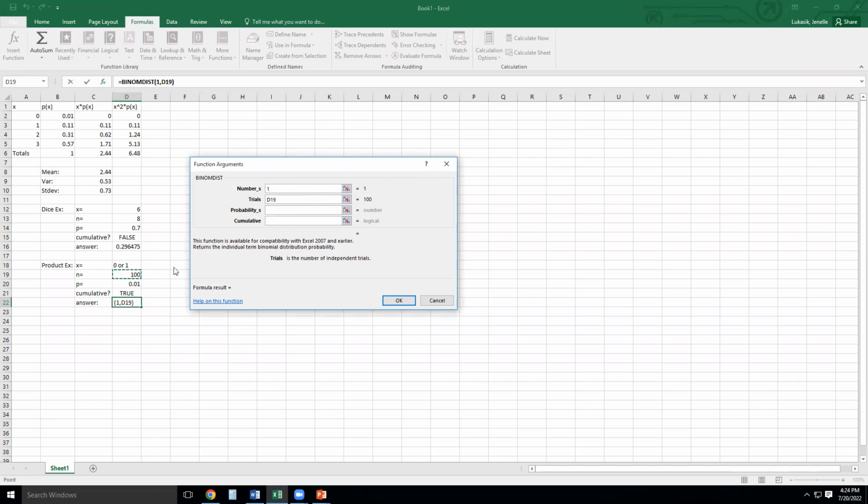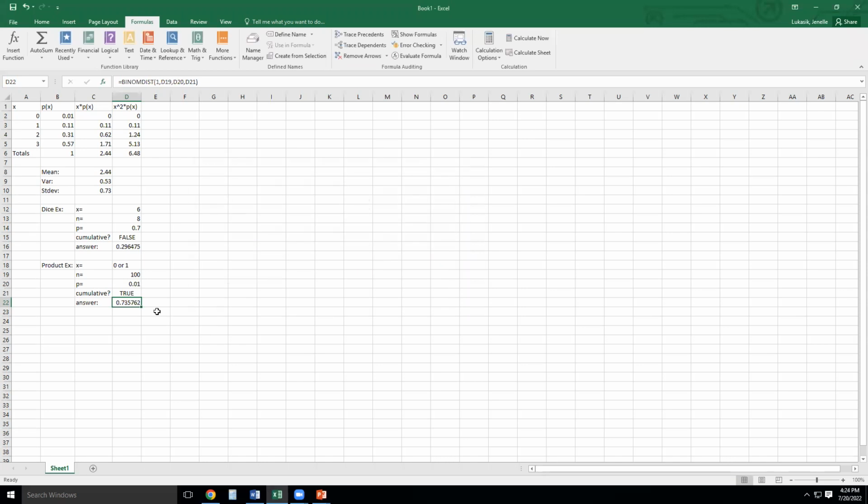100 trials, I can type or click on that. 0.01 is my probability of success. I can type in or click on that. And I do want it to add this time. I want it to find x equals 0. I want it to find x equals 1. It'll stop at 1 because that's what I put in here. And it'll add it all together for me and give me the final answer. So there's about a 74% chance of finding 0 or 1 defective product. That's pretty good. I like that number here because that means that mostly we don't have defective products, right? So that's a good thing.